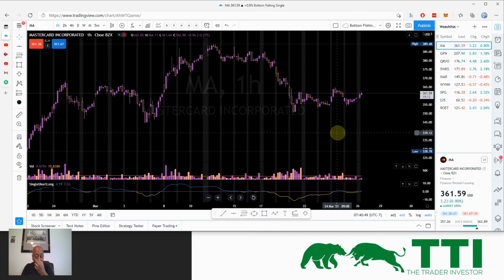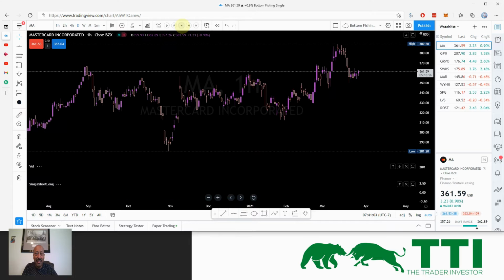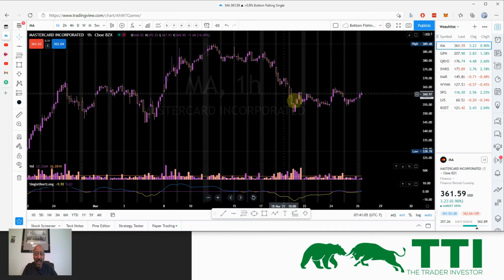Now, MasterCard, this is one that I like. It's having a deep pullback. As you can see, from the daily, it's also clear. It's having a deep pullback. It is now consolidating, and I want to take advantage of this consolidation. Right? It's okay to consolidate on the hourly. I don't want to see consolidation on the daily for this particular style of trading that I'm doing.